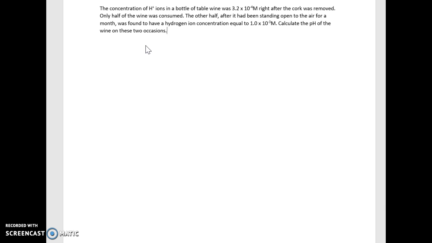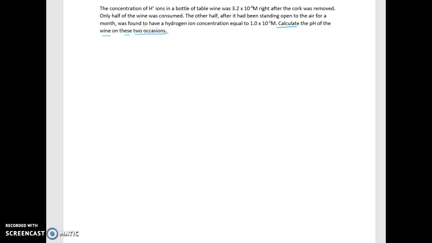Only half of the wine was consumed. The other half, after it had been standing open to the air for a month, was found to have a hydrogen ion concentration equal to 1.0 times 10 to the negative 3. Calculate the pH of the wine on these two occasions.